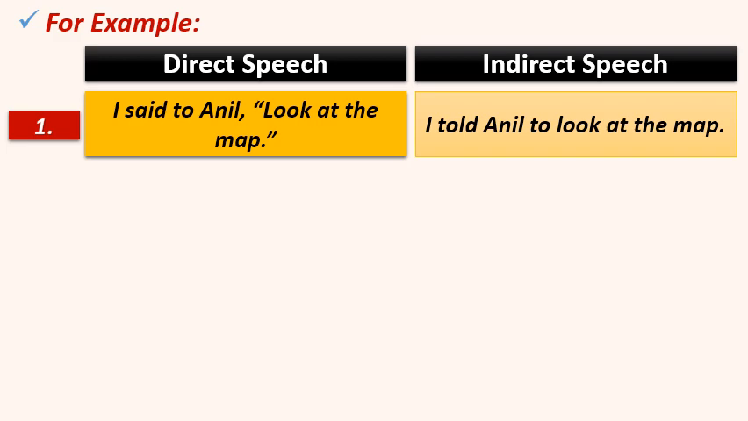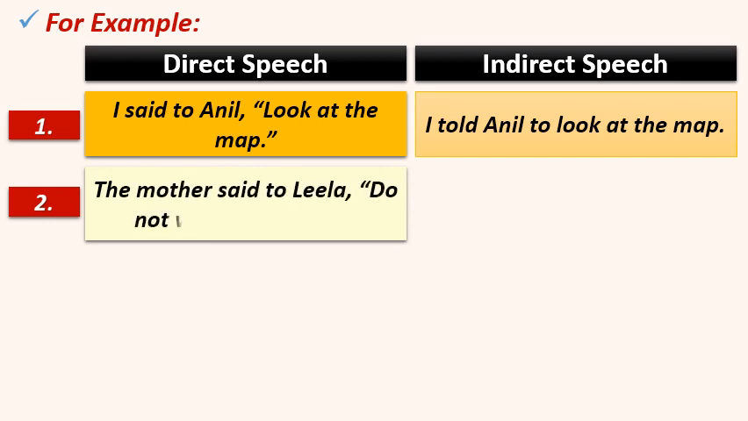Fine. So here I is the subject, the reporting verb is told, the object is Anil, then the inverted commas are removed. Instead of inverted commas we have used the conjunction to, and then the first form of the verb is used, that is look, and the rest of the reported speech, that is at the map, and at last a full stop. So this is the structure when we convert an imperative sentence from direct to indirect speech. Just remember this structure. Now let us see another example.